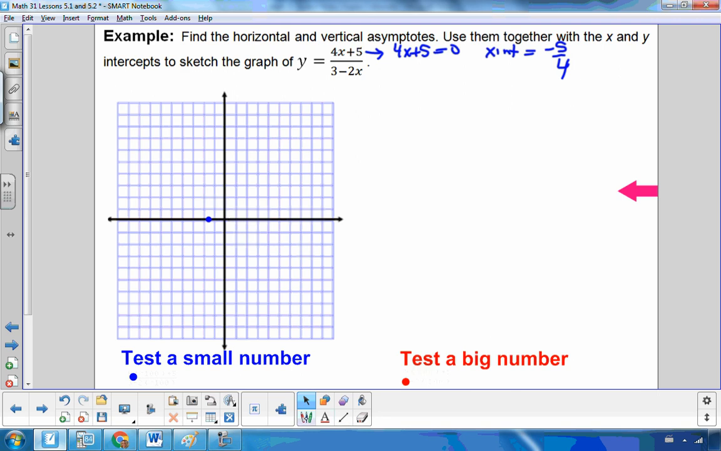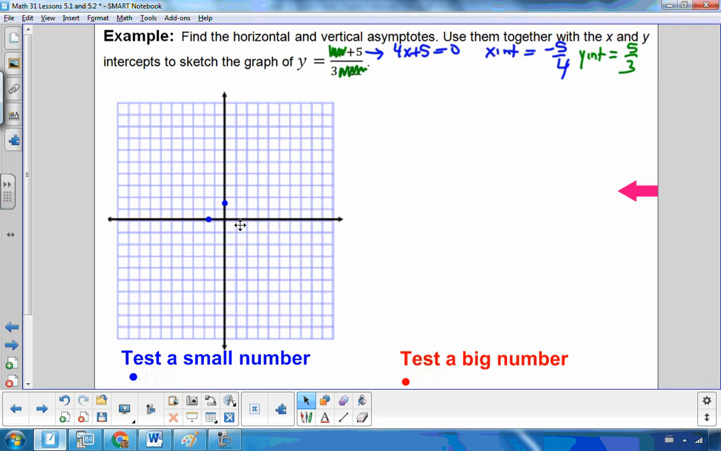Let's look at my y-intercept. I don't have an x value, so I set x equal to 0, and then I look at what's left, and it's the ratio of the constants. So I know that I have a y-intercept at 5 over 3, and I can plot that. Okay, so I have my x and my y-intercepts.